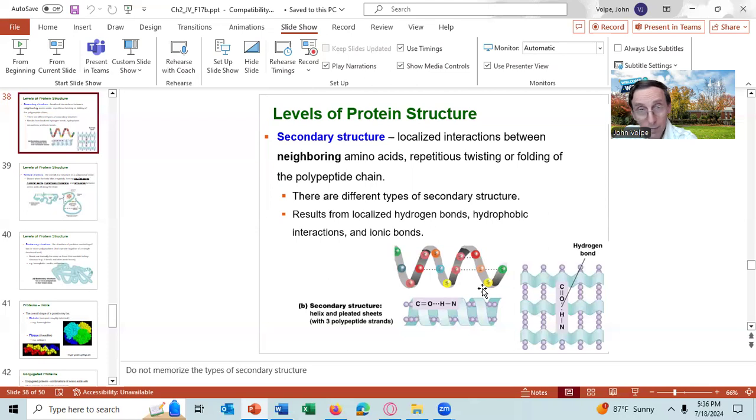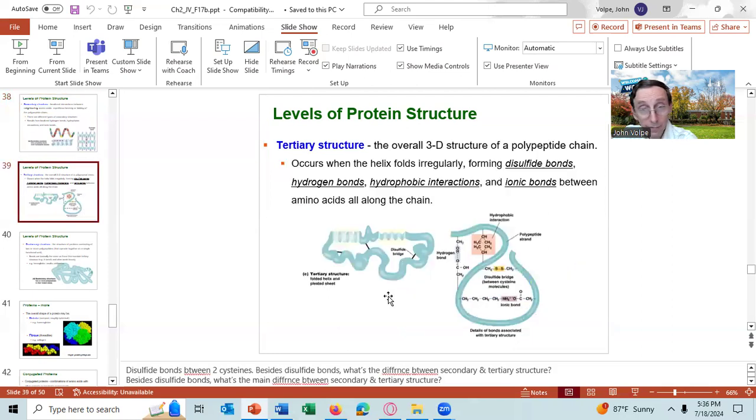Any question about any of that? So all of the forces of attraction you can find in the secondary structure, you can also find in the tertiary structure. The difference is in the tertiary structure, these amino acids can interact with another amino acid anywhere along the protein chain. And that will cause the supercoiling of the protein into the three-dimensional structure of the protein. Any question about any of that?